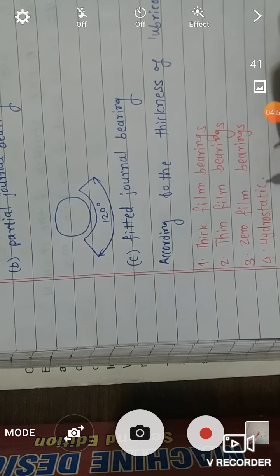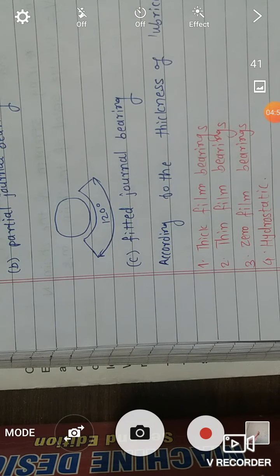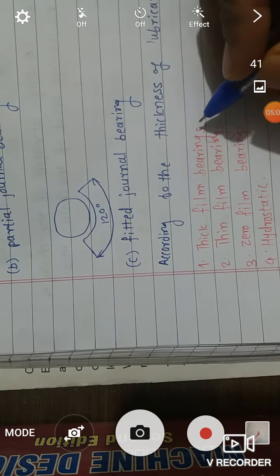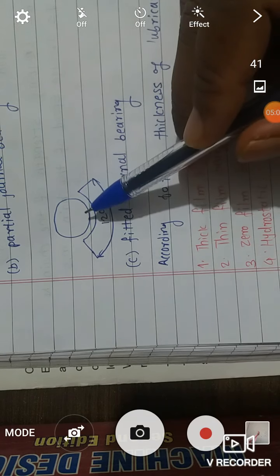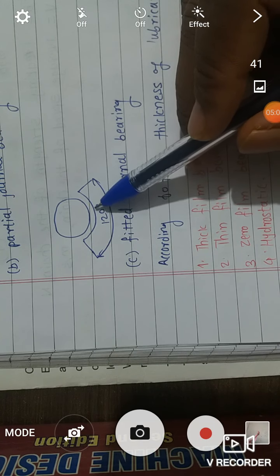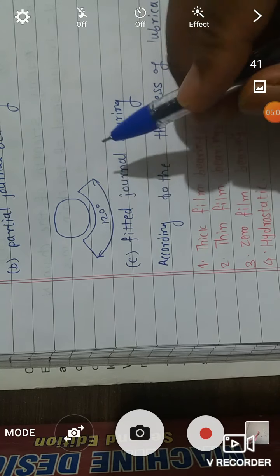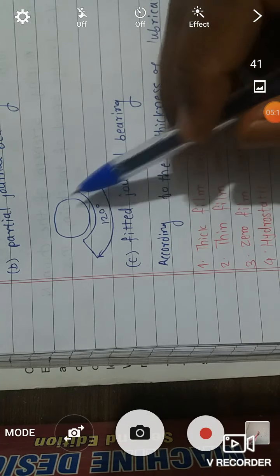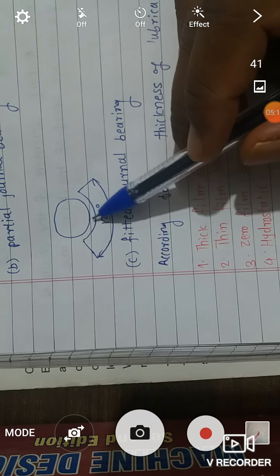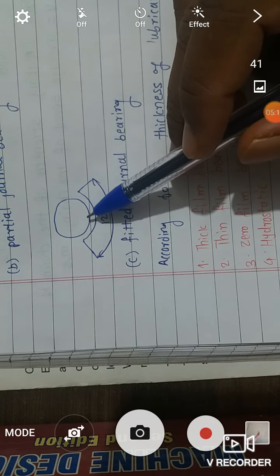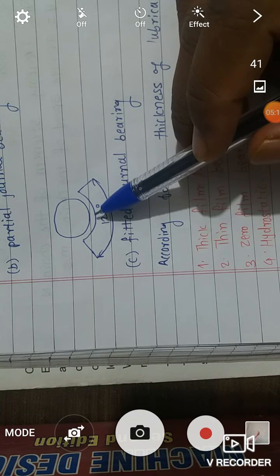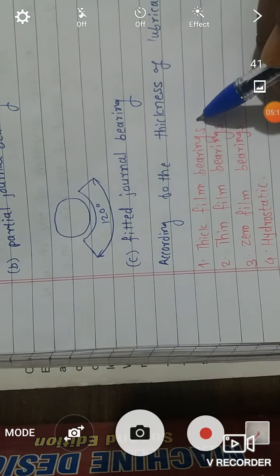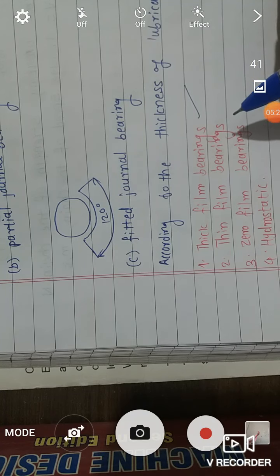In case of thick film bearings, if the thickness between the journal and the bearing is maximum, that is, during operation contact between journal and bearing does not take place, then this is called a thick film bearing.